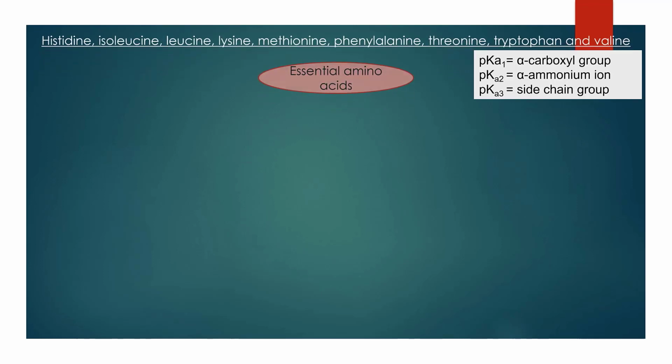Another classification of amino acids is essential and non-essential. Essential amino acids are those which cannot be made by our body. As a result, they must come from food, and it is essential to the human diet. There are 9 essential amino acids and the rest are non-essential amino acids. Non-essential amino acids can be made by the body while essential ones cannot, so you must get them from your diet.